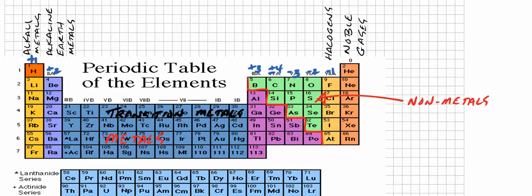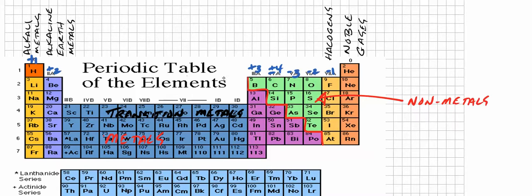Now, let's further subdivide the metals. First of all, let's look at this first column right here. This column, also known as a family or group, all columns of the periodic table are known as families or groups, are called the alkali metals. And the alkali metals tend to be very reactive with water. In fact, as you move down the periodic table on this side, the reactivity increases more and more until you get to francium, which is extremely reactive with water. And the next column is known as the alkaline earth metals. That's alkali metals for the first column, alkaline earth metals for the second column, right?